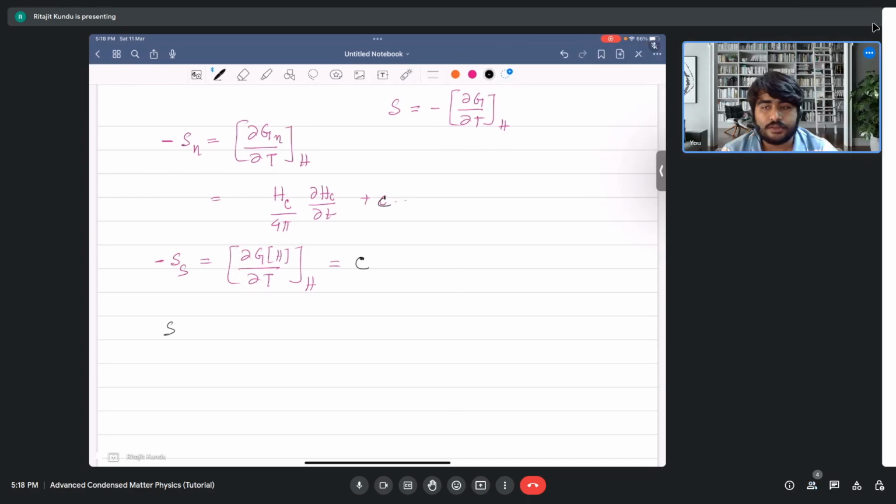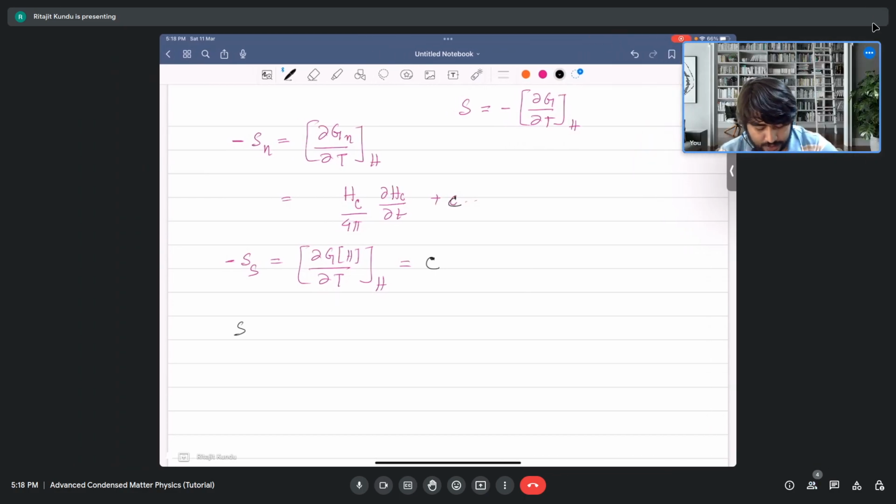Okay, so the thing that we are interested in, we are going to calculate the entropy difference between the normal and superconducting phase.